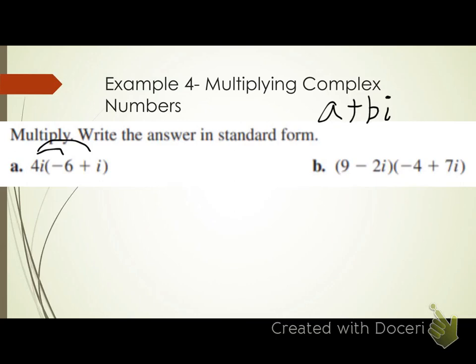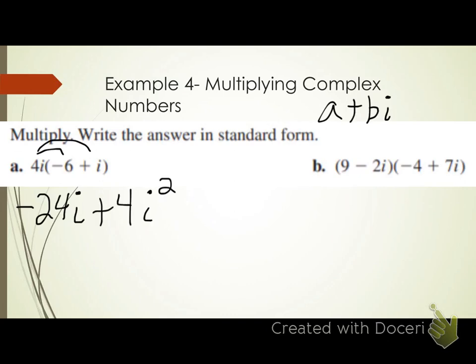So what would 4i times negative 6 give me? Positive or negative? Negative 24i. Everyone okay with that? 4i times i. 4i squared. Very good.